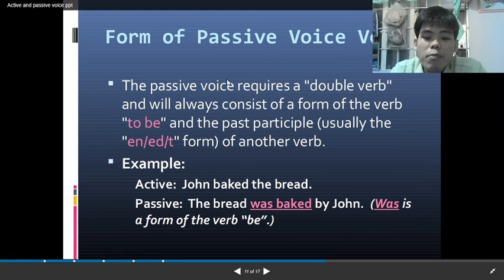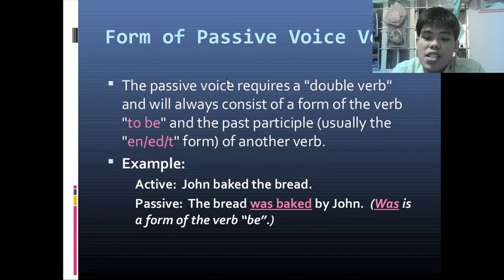So, the passive voice requires a double verb and will always consist of a form of the verb to be and the past participle, usually the en, ed, or t form of another verb.